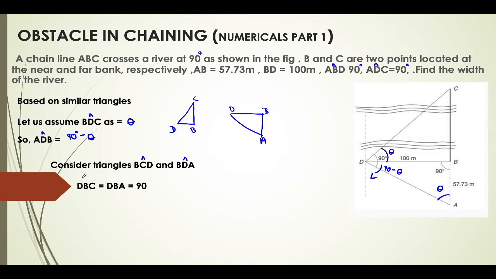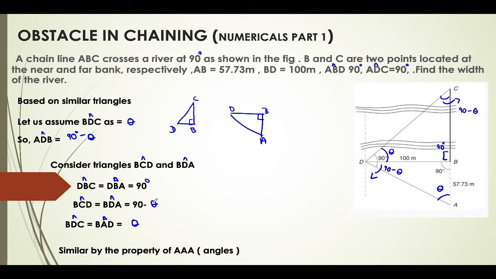The first angle, DBC and DBA, is 90 degrees. So at angle B, I have 90 degrees here as well as 90 degrees here. Next, angle BCD and BDA are 90 minus theta, because here we already have 90 degrees and theta, so this will be 90 degrees minus theta. And the third angle, BDC and BDA, is theta. So these two triangles are similar by the property of angles.